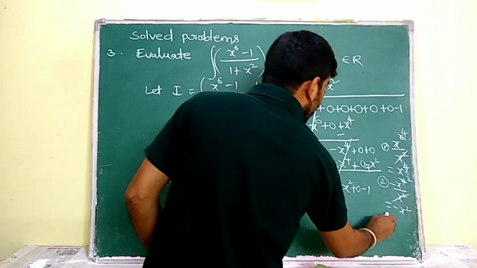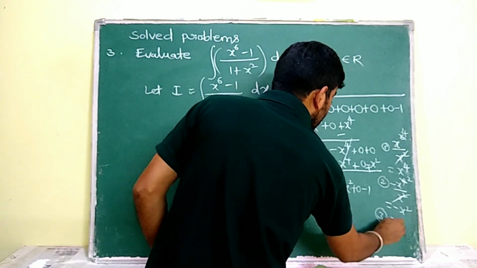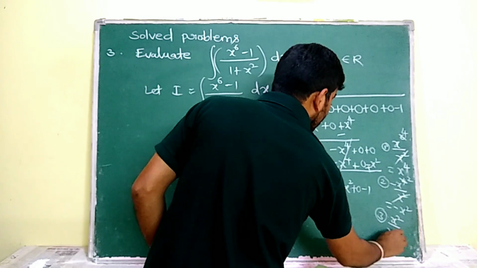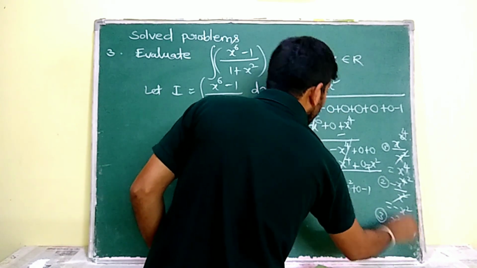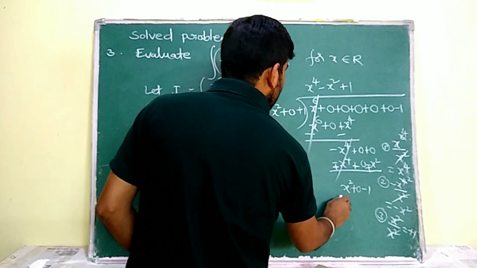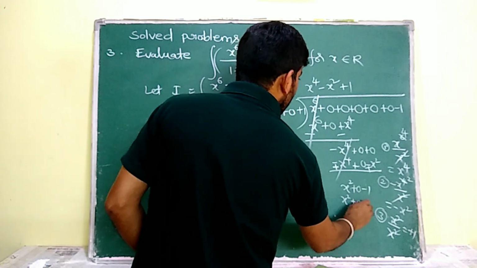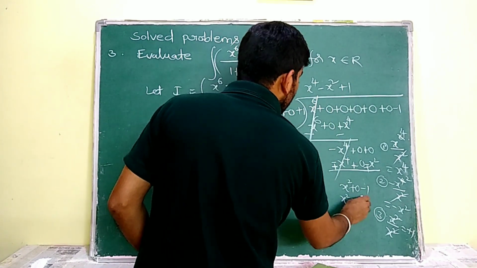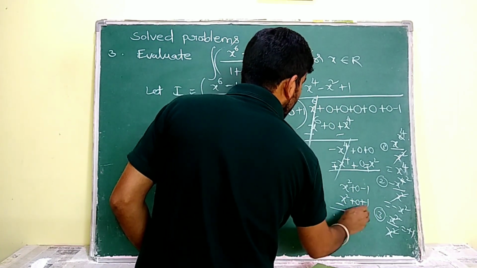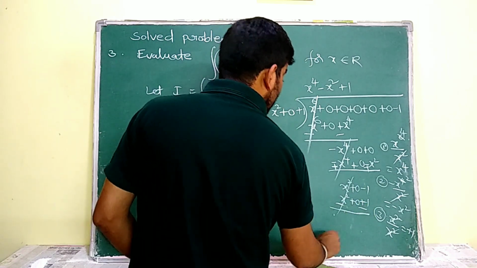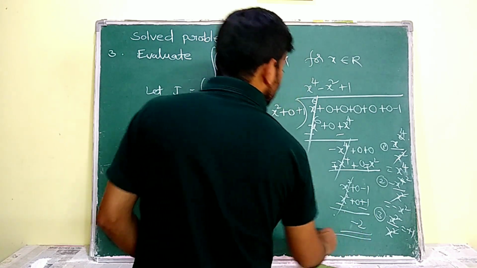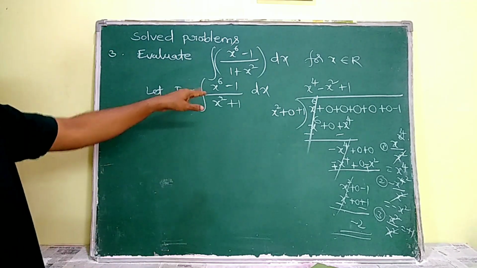Now I am going to divide the first term of the dividend with the first term of the divisor. That means plus 1. The next term is plus 1. So that is x square plus 0. Now plus 1 into plus 1 is plus 1. While simplifying we have to change the signs. It is minus 2. In this way we are going to divide.